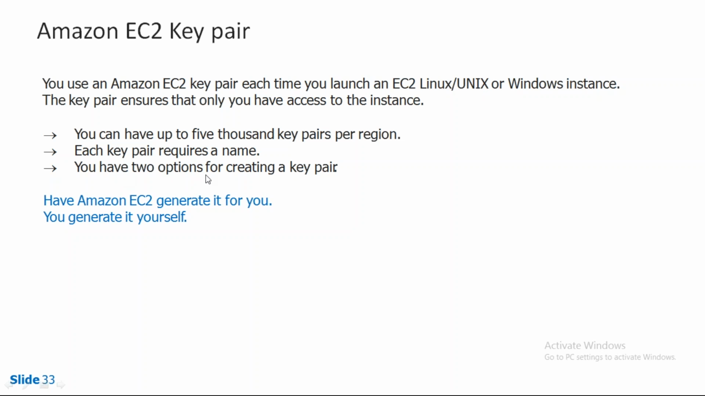You have two options for creating a key pair: while you launch an instance, or before launching an instance, directly go to key pairs and create a key pair. So these are the two different ways you can create a key pair. It's not that every instance needs a different key pair. Once you create a key pair, like a security group, the same key pair can be used for any number of instances. That is another thing with key pairs.